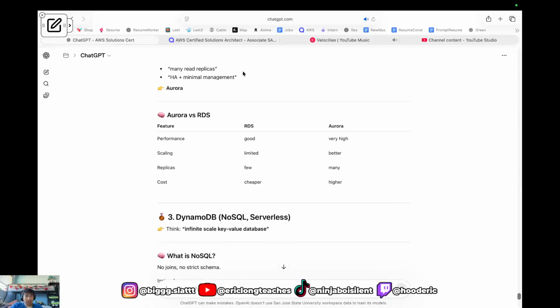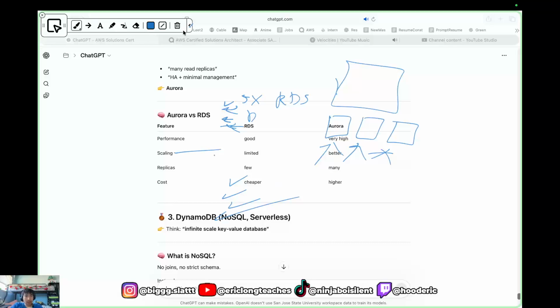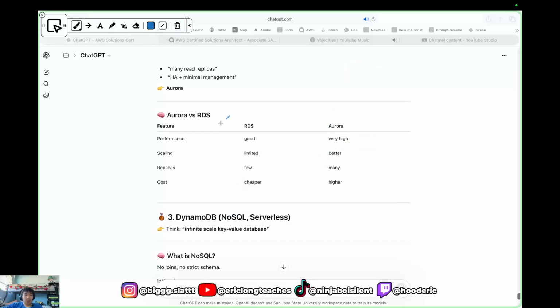Okay, now let's look at the difference between these two. Aurora versus RDS. Performance is very high for Aurora. Scaling is limited for RDS. Replicas, not much; this is basically a copy of your tables of your database. Cost is cheaper for RDS and much higher for Aurora.